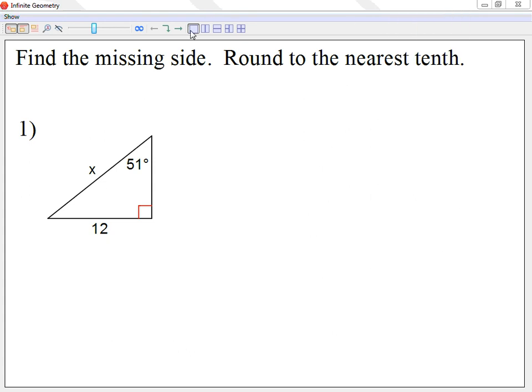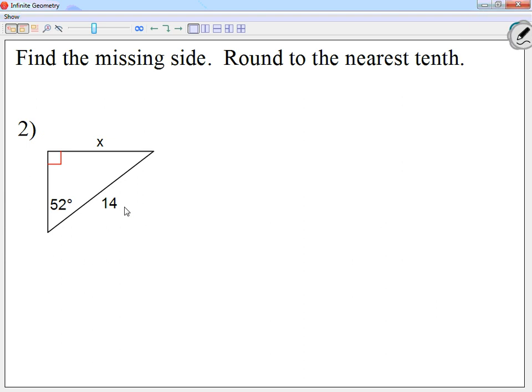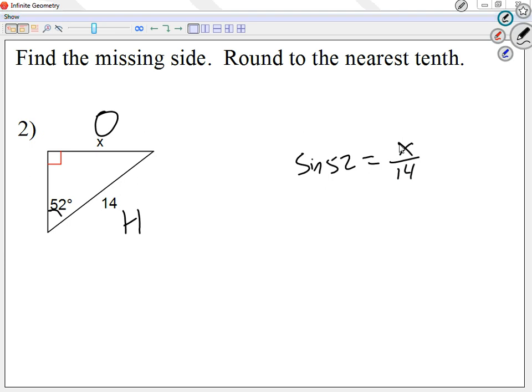Let's take a look at question number 2. We know the big side is the hypotenuse. From 52 degrees, the side that is farthest away is the opposite. So I'm dealing with O and H again, so this time I'm dealing again with sine, because sine is the only one that has O and H. So sine of 52 degrees. Sine is opposite over hypotenuse, so I go x over 14.